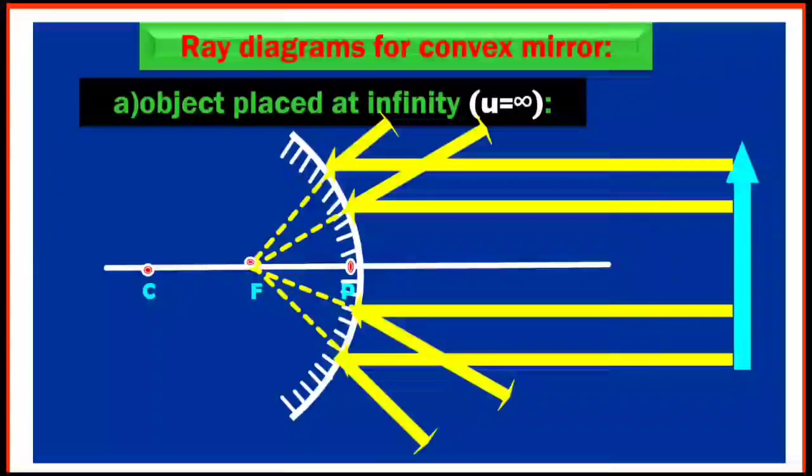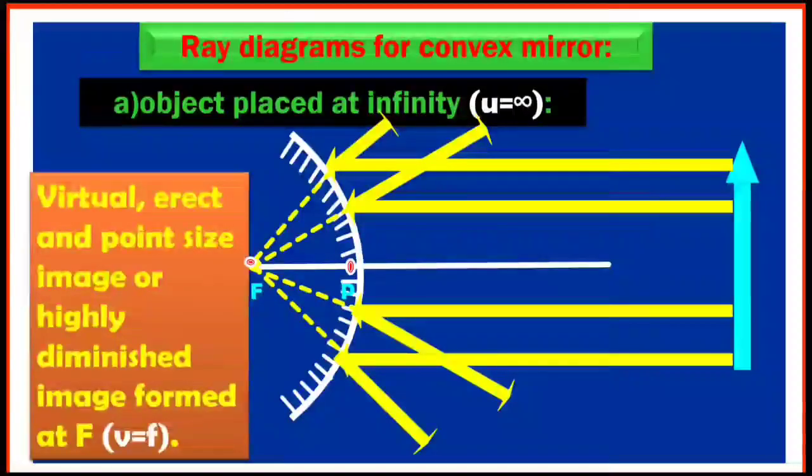Virtual image is always an erect image. Here we can see the size of the image is point size or highly diminished. So the characteristics of the image are: virtual, erect, and point size or highly diminished, formed at f. When the image is formed at f, image distance v is equal to the focal length.